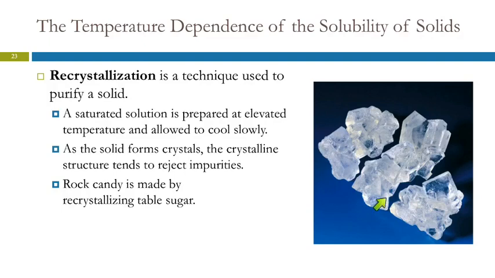So this is a picture of rock candy, and that's made by recrystallizing table sugar. So you look at your table sugar and it's these little crystals, but what if you want a big crystal? Well, you can make a supersaturated solution and cool it slowly and get these big sugar crystals to form.